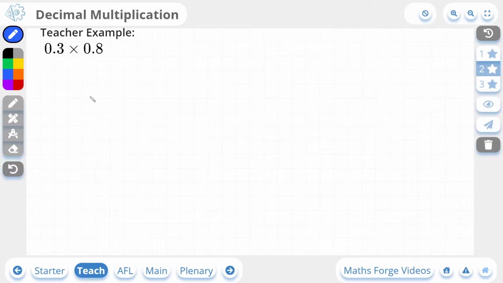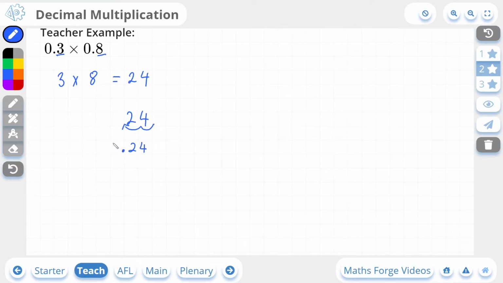Okay, let's do a 2-star question, and we'll apply the same method to it. So we're going to ignore the decimal points. It's going to be 3 times 8, and we know 3 times 8 is 24. We're going to take our 24, and we're going to ask the following question. How many digits sit behind the decimal point in the question? Well, there's this 3, and there's this 8. So now there's 2 sitting behind the decimal point in the question. So we're going to start from the very far right, and if there's 2 sitting behind the decimal point in the question, there should be 2 digits sitting behind the decimal point in the answer. So it's going to be here. So it's going to be 0.24.